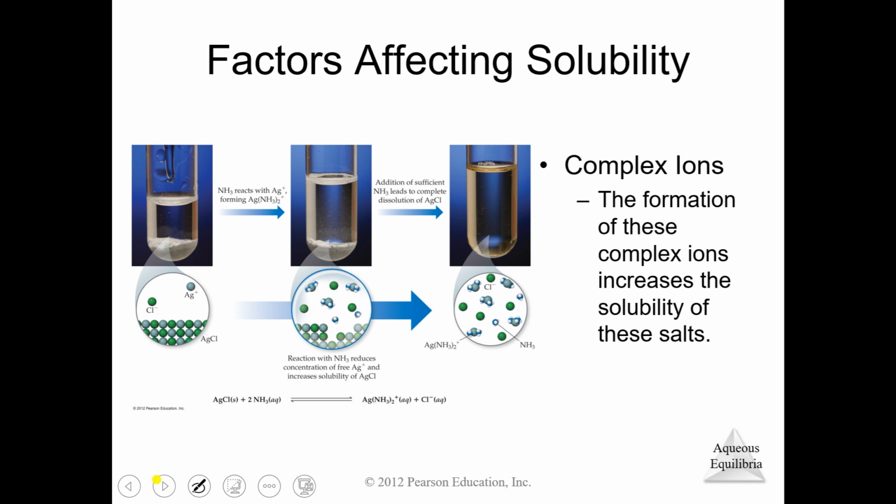Other factors: complex ions. If we form these complex ions, we're going to see changes. All right, so that's another thing. If we just had, for example, silver chloride, and it reacts with NH3 and forms this complex metal ion, we're going to increase the solubility of the salts. So the KSP increases.